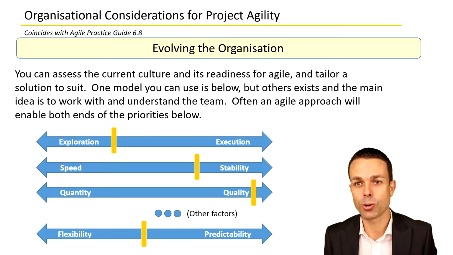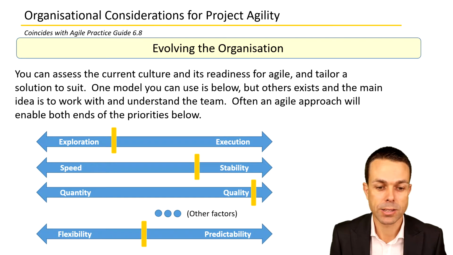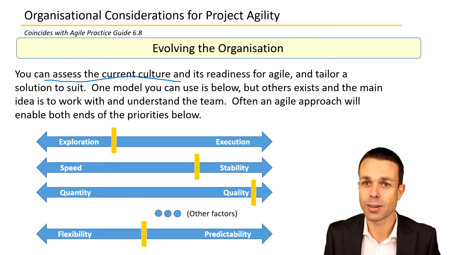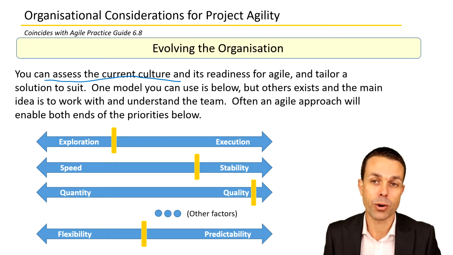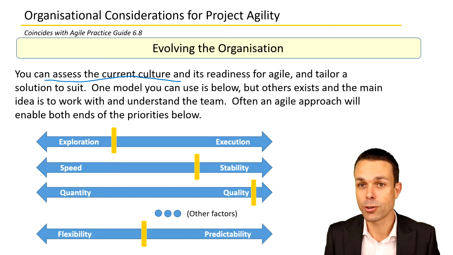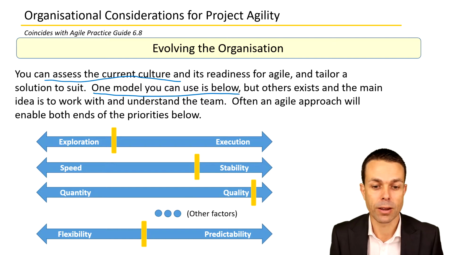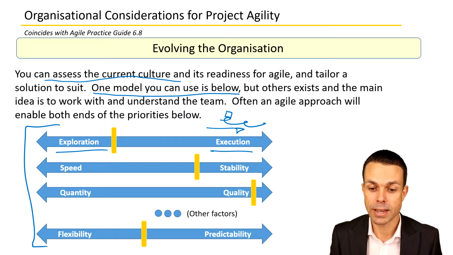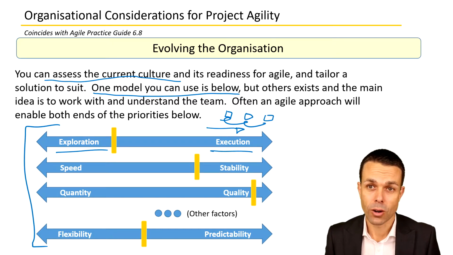Now, before we get into all of this or start implementing these changes, we can assess the current culture and its readiness for Agile and tailor a solution to suit. So as we've seen, there are quite a few different methods and practices that we can use in Agile, and not all organizations will want to use all of those practices. One model that we can use to find out what would suit an organization is below, where we've got, do we value exploration more than execution, for example? Maybe we really just need to deliver things and we need to deliver things quickly. And in that case, maybe we can deliver increments every 2 to 4 weeks on a regular basis.